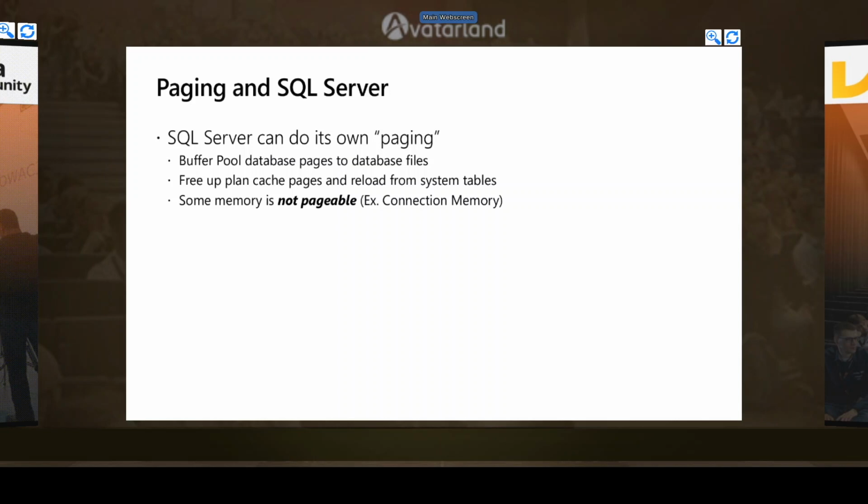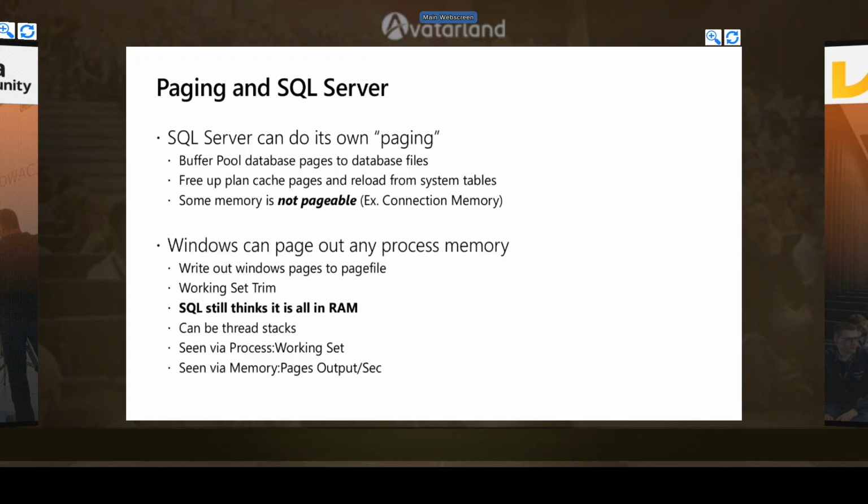Plan cache pages can just be freed up. We call that plan cache eviction. And if necessary, just reloaded from system tables and recompiled. Or of course, if it's an ad hoc query, the next time the query is run, it'll just be compiled and put into memory. But some memory is not pageable within the SQL Server process. We mentioned that fixed memory, like connection memory, memory grants, other types of memory that are needed for the execution of SQL Server. Now that's SQL, how it does its own paging within its own system.